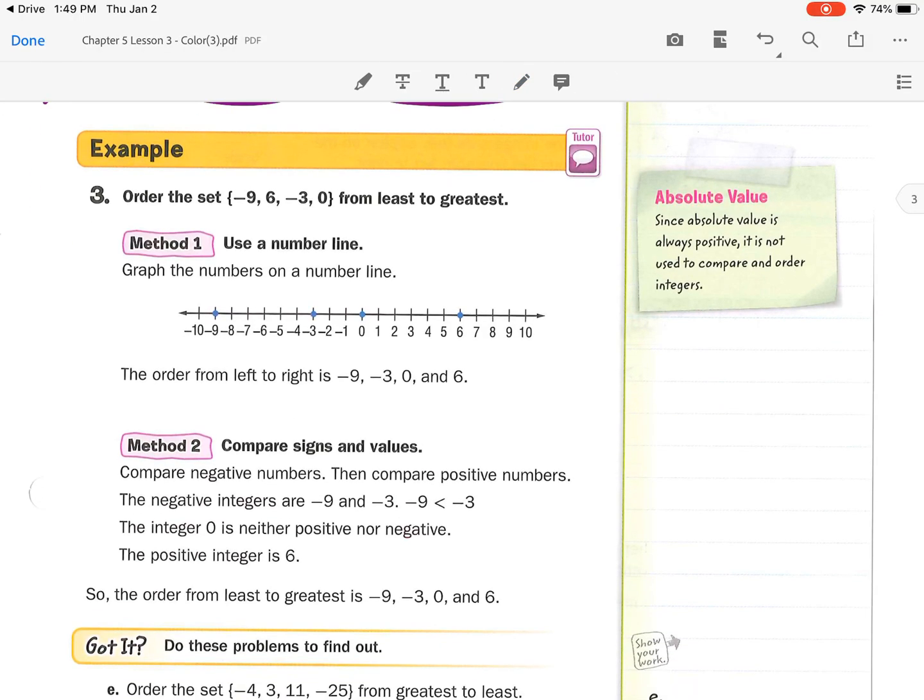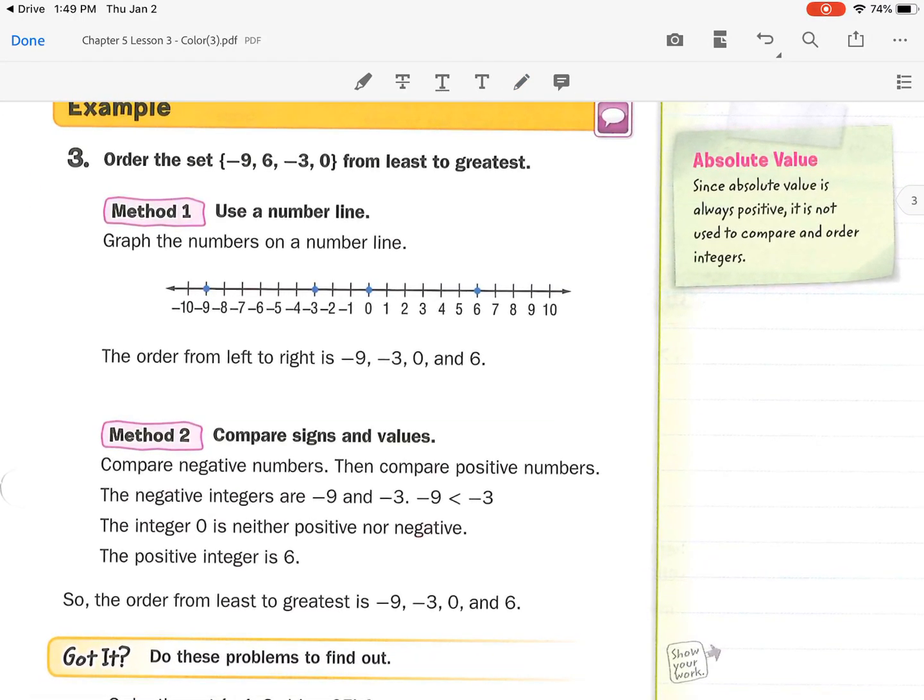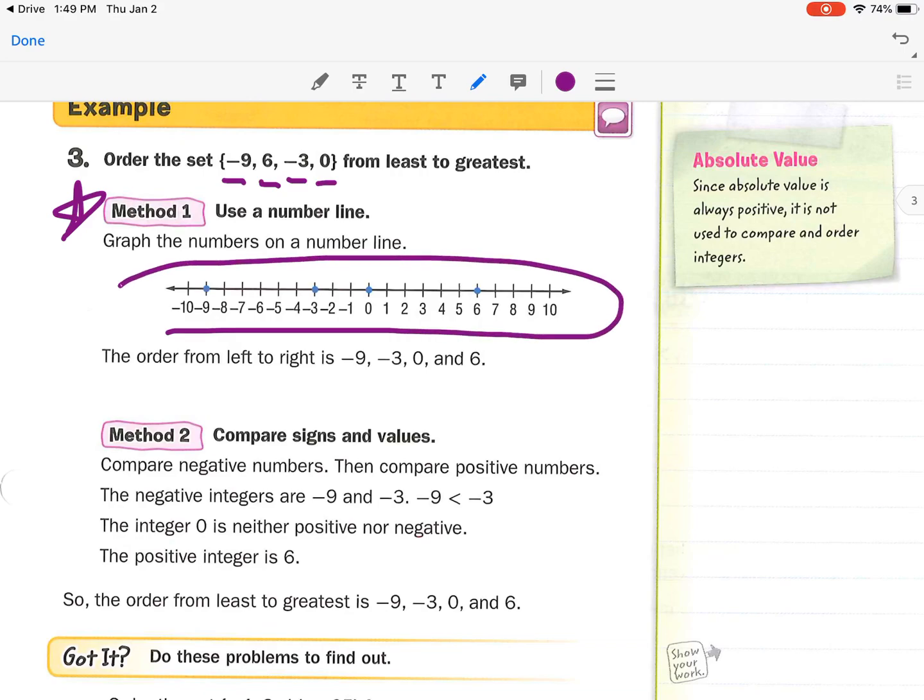So let's take a look at this example here. It says order the set of numbers. So we have negative 9, 6, negative 3, and 0. So the first method that we could do is we could make a number line. So notice they have made a number line right here, and they have put negative 9, negative 3, 0, and 6. Based off of this, we can go in order, and it says from least to greatest. So therefore, negative 9 is first, that's the smallest, then negative 3, then 0, then 6.